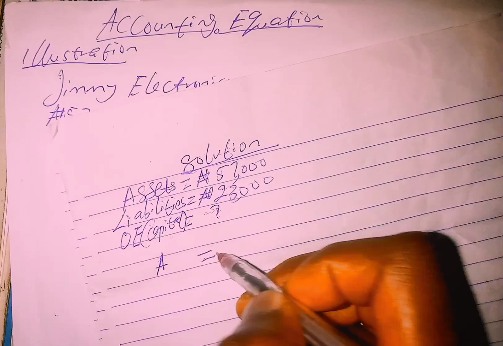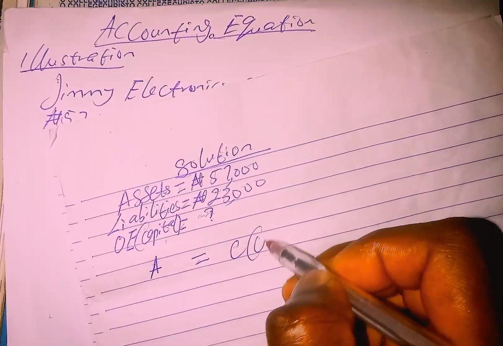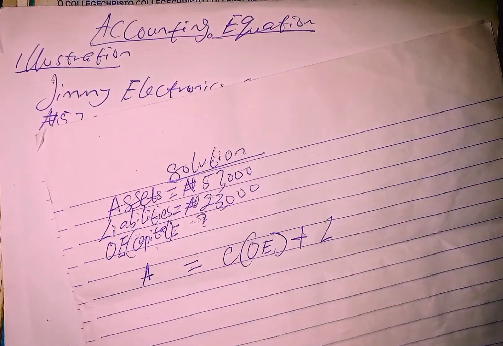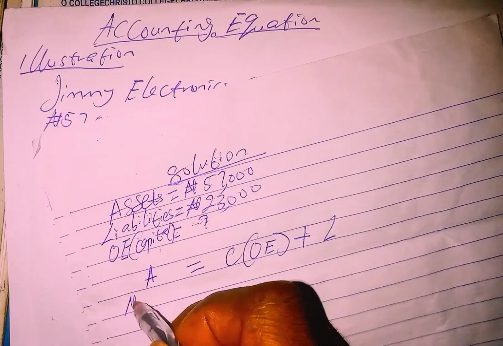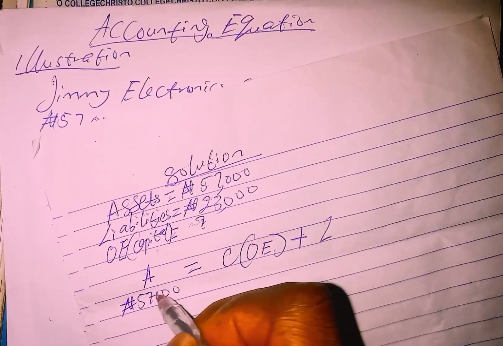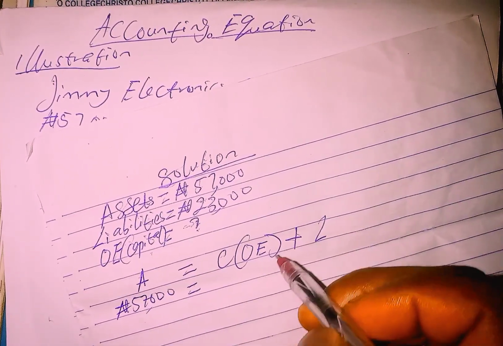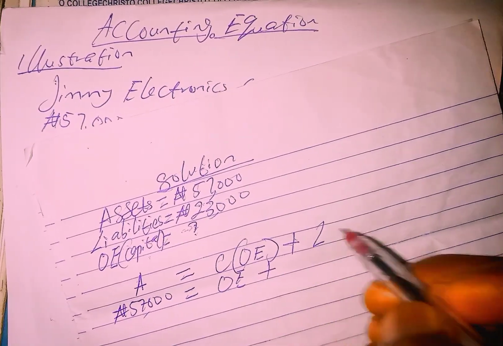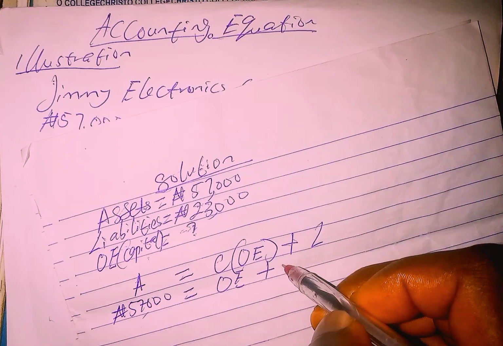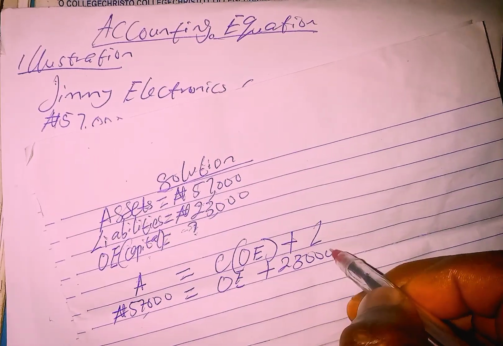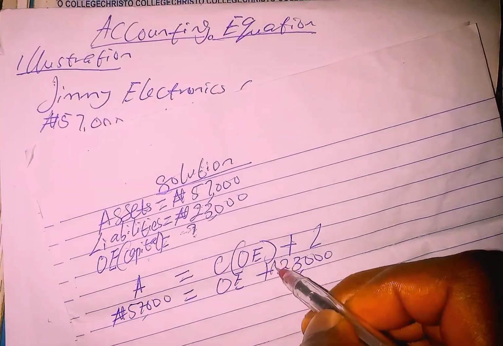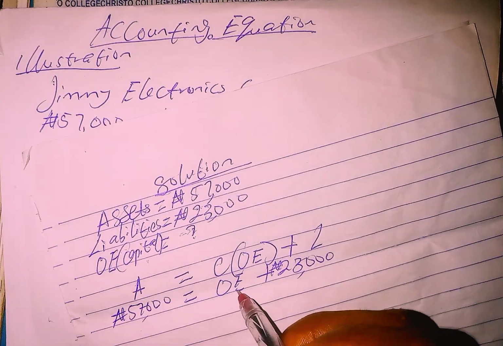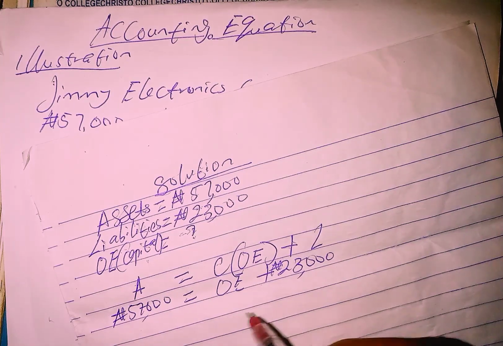assets equals capital, in brackets here we have owner's equity, plus liabilities. Asset here is 57,000 naira. Capital, which is owner's equity, has not been given, so we are going to look for that. But liabilities has been given, which is 23,000 naira. So we're going to make the owner's equity the subject of the formula for this accounting equation.